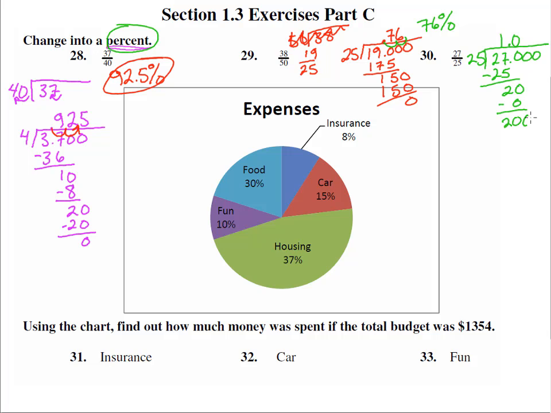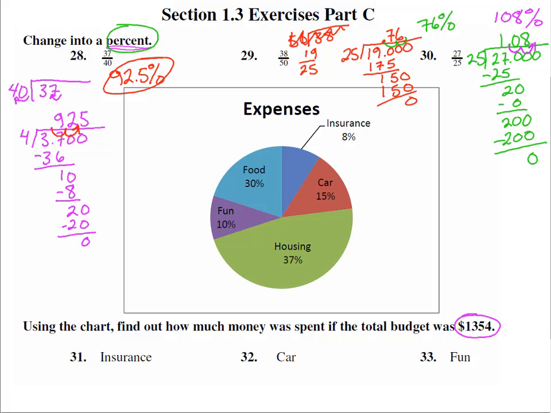Now drop down this other 0. 25 goes into 200. Let me see, 4 of them will make 100, so 8 of them will make 200. 8 times 25 is 200, right on the button. 1.08. Now let's make sure we move the decimal appropriately. We've got to move it twice to make a percent, so we get 108%. And notice that if you got 27 out of 25 on a quiz, you would be at 108%. Excellent.